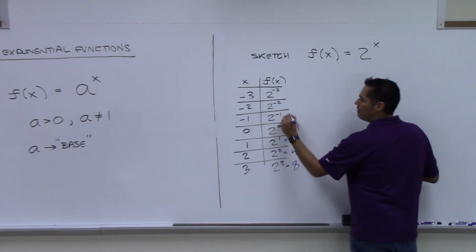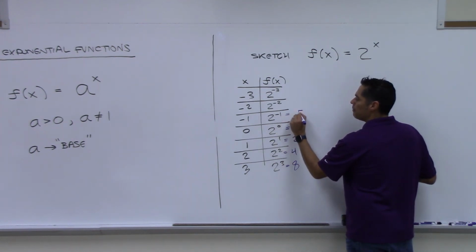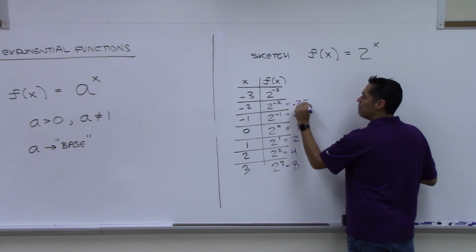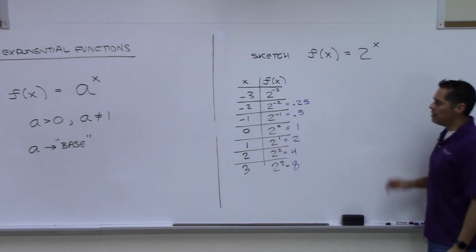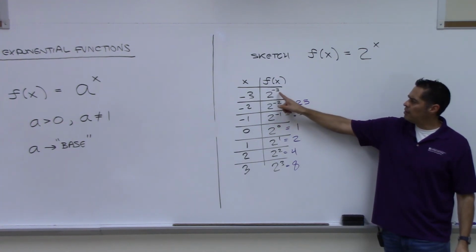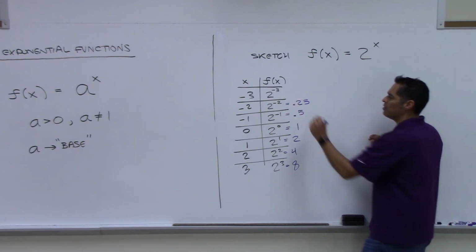All right, you should get for this one 0.5. This one 0.25. Is anyone having trouble getting 0.5 and 0.25 on this? What's this one? 0.125?